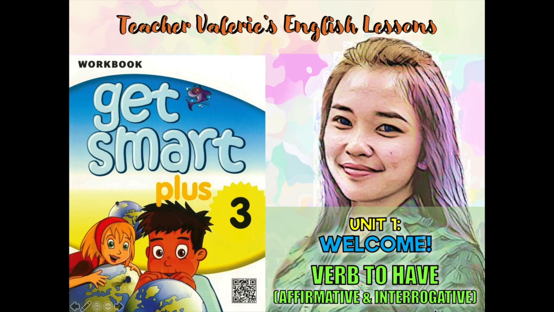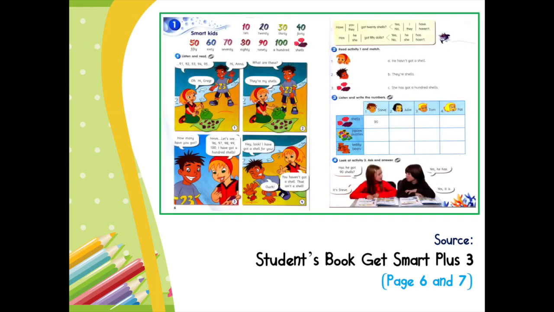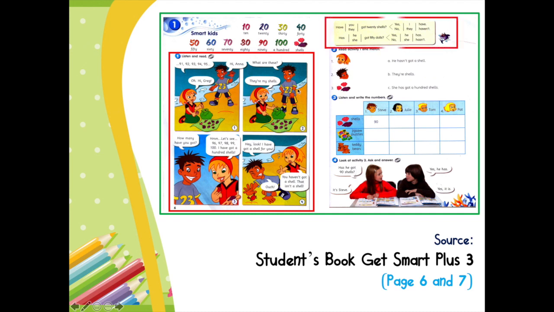Today's lesson is for Year 3, which is under Unit 1, Welcome. And the topic for today's lesson is about the verb to have in affirmative and interrogative form. Today's lesson is based on pages 6 and 7 in the student's book Get Smart Plus 3. And the lesson that I want to highlight today is about this story and also the table here. About this table, I will explain more on my next slides.